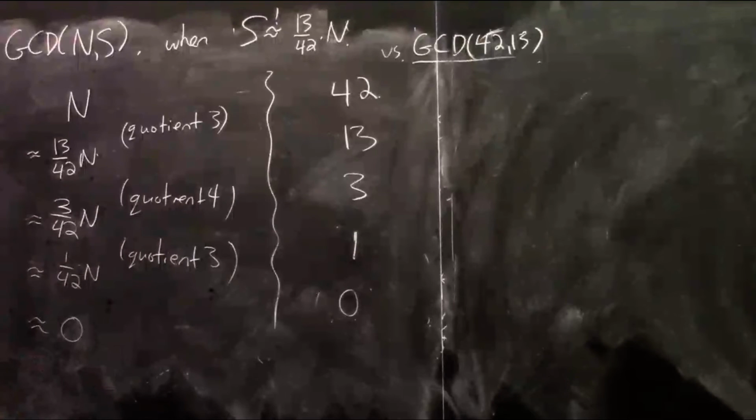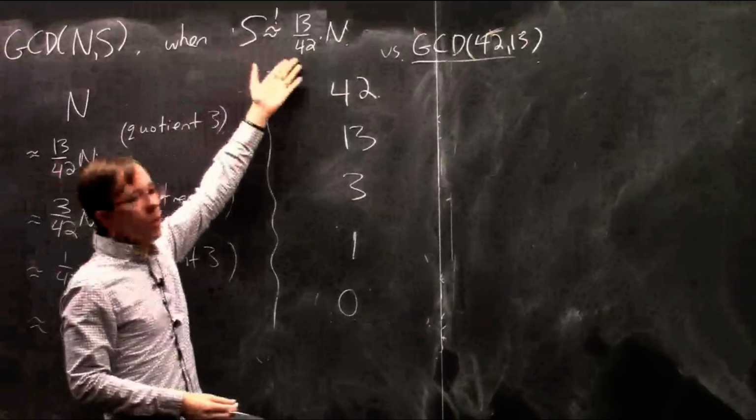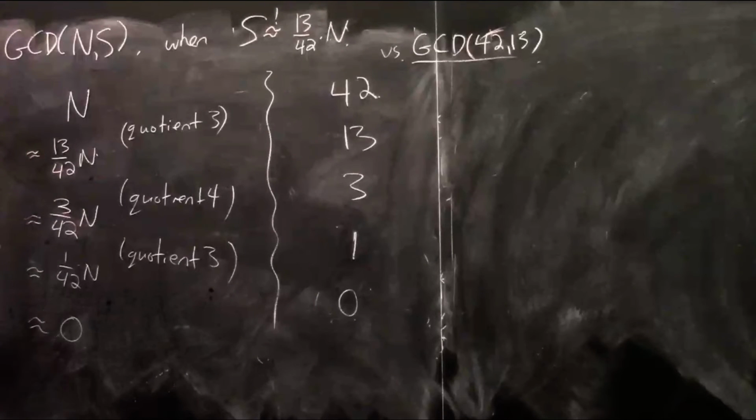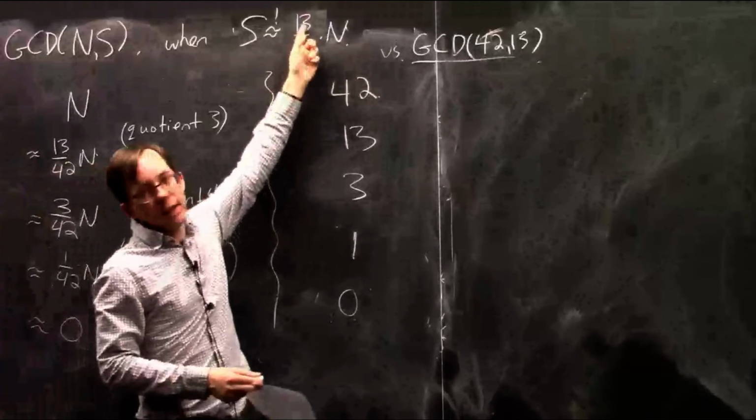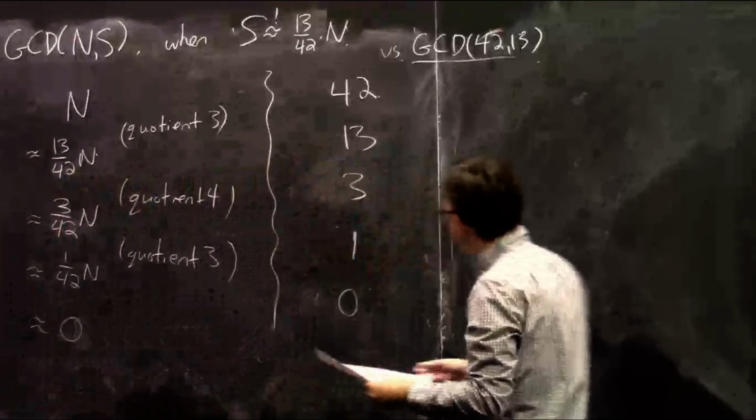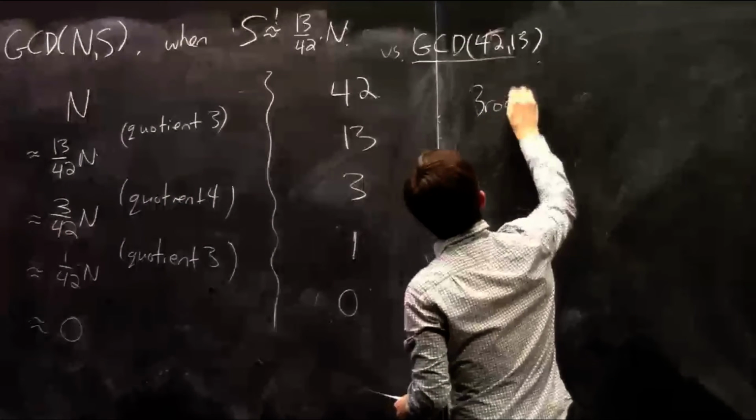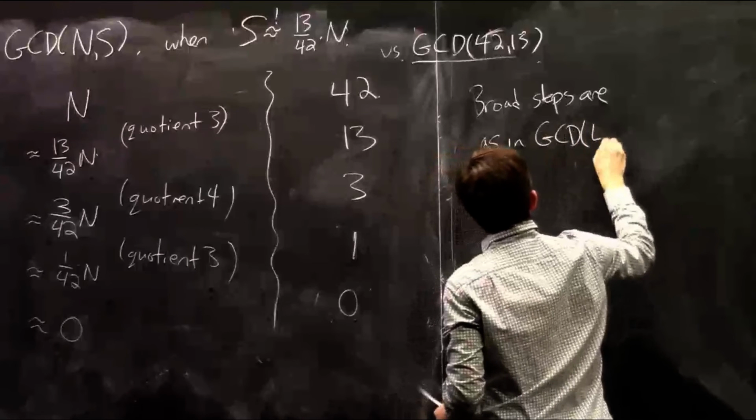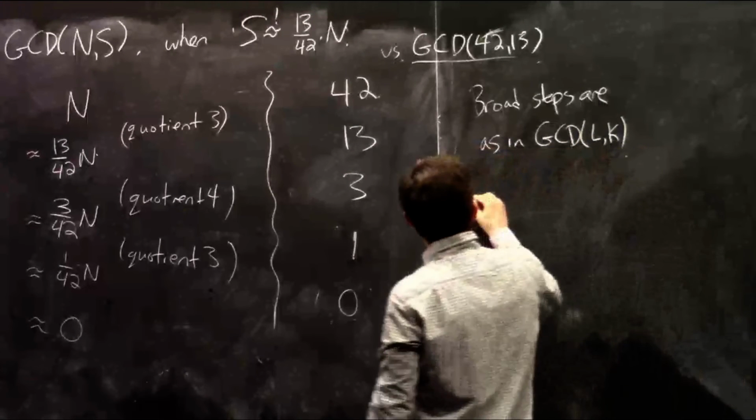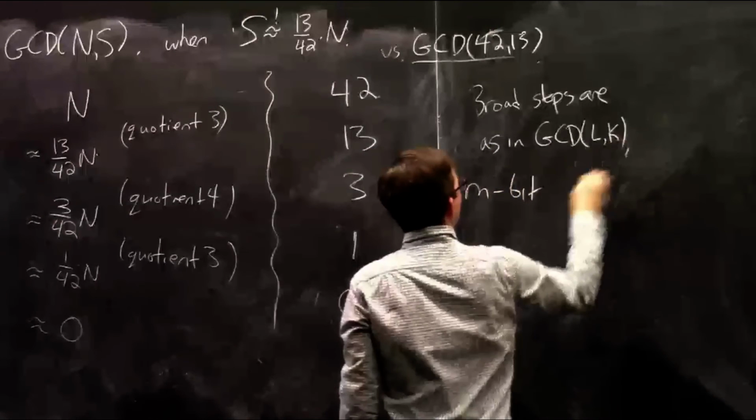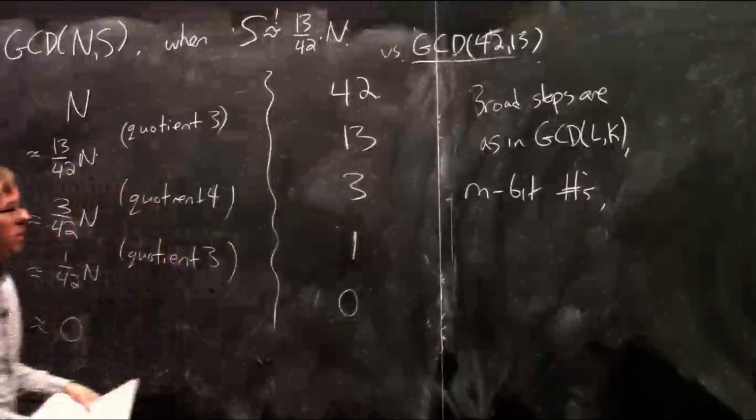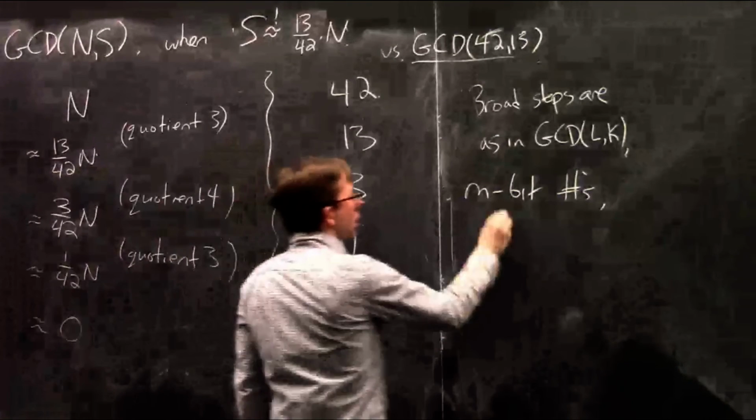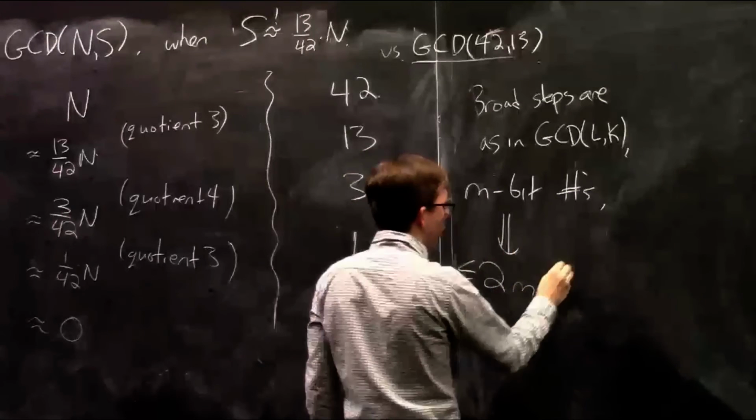So I wrote this down to say that if the mystery number happens to be the fraction 13 over 42, and you do this algorithm blindly, not knowing these fractions, until you notice that you hit 0, then the broad steps will be as if you had done the GCD of L and K. And we know how to analyze the GCD algorithm. These are m-bit numbers, and when you analyze Euclid's algorithm on m-bit numbers, basically every couple of steps you lose a bit. So there are at most 2m or so broad steps.